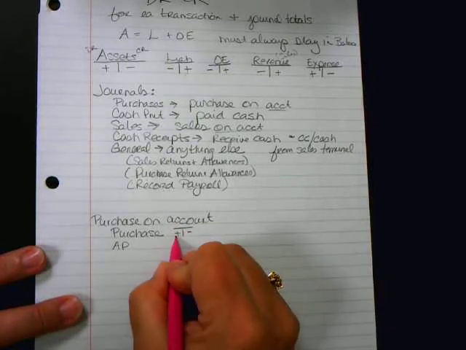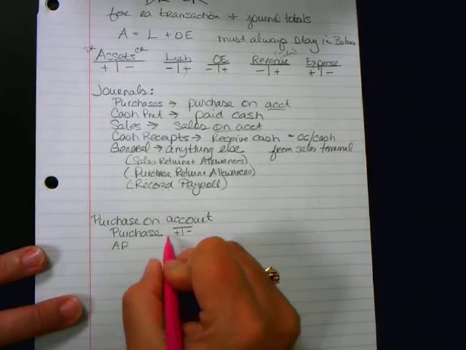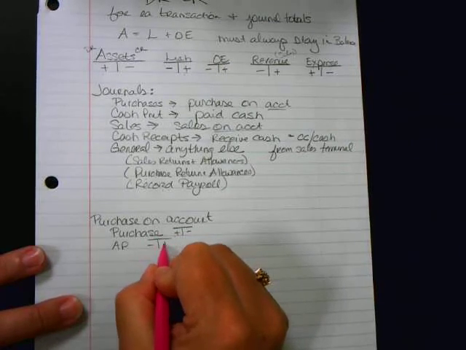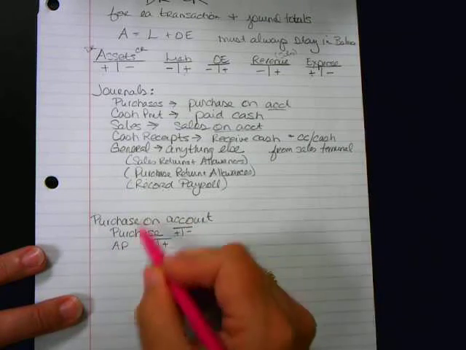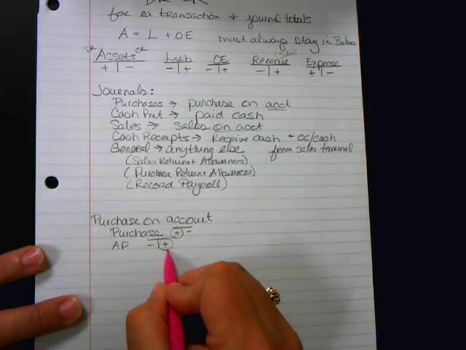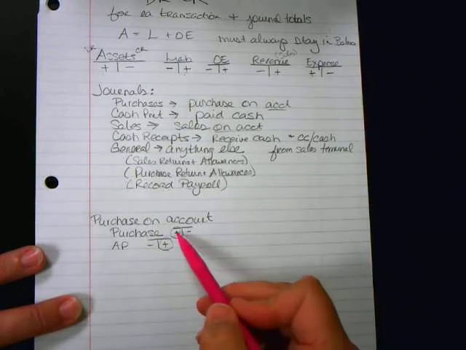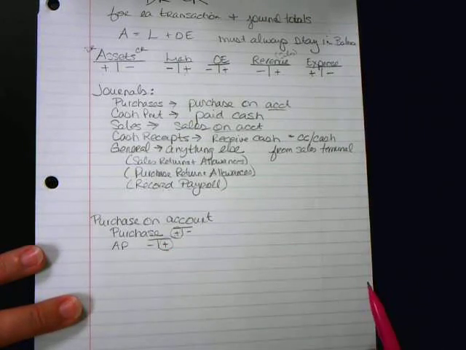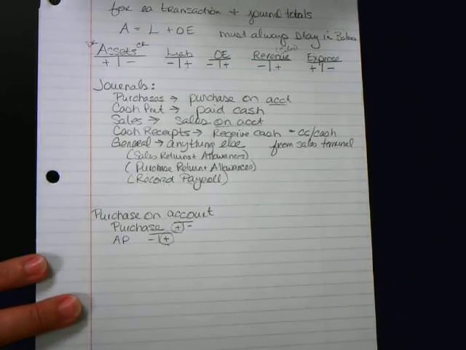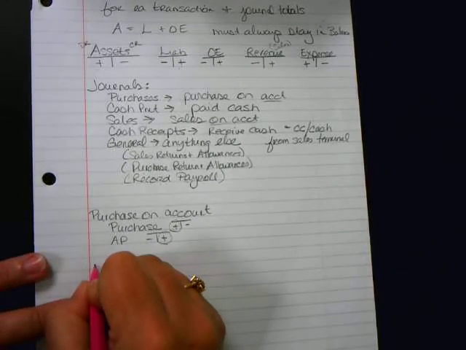Okay, the normal balance is a debit, and for accounts payable, the normal balance is a credit. So for this transaction, our purchase will be increasing and our accounts payable will be increasing. There's our debit, there's our credit. Okay. Then we may return an item. Okay, so we're going to have that, well, let's do this.